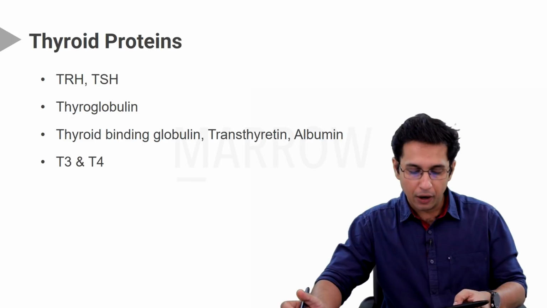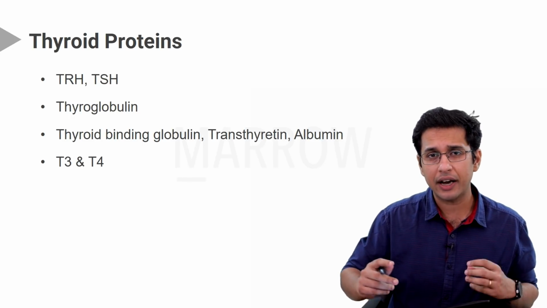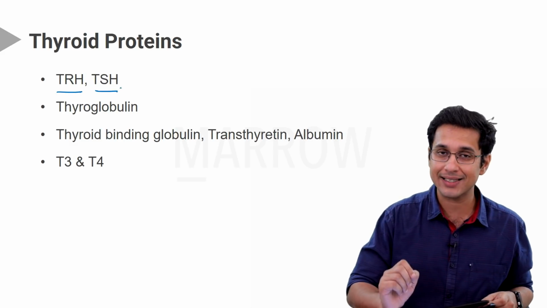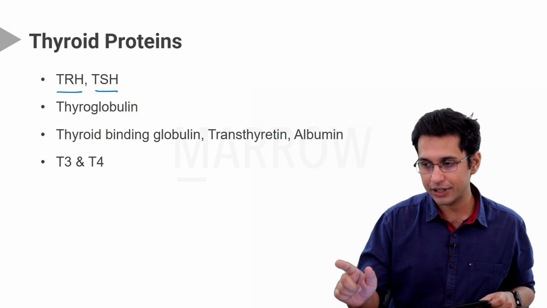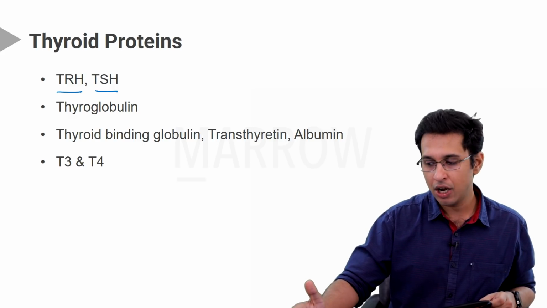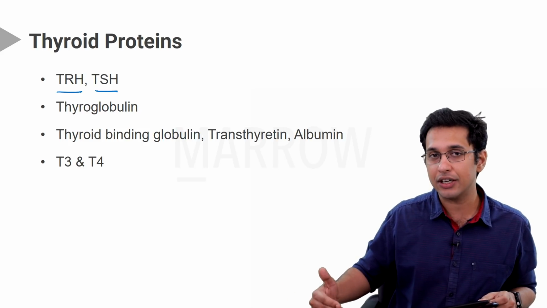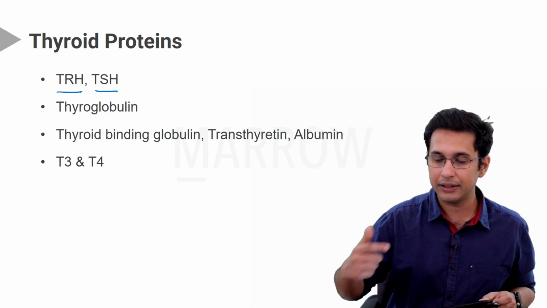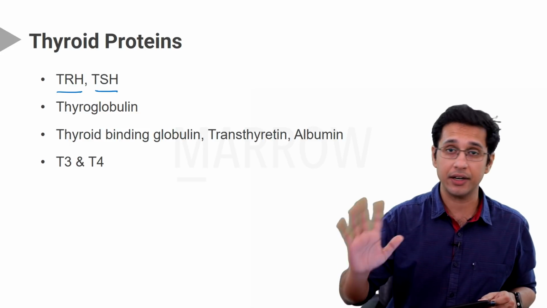Alright, cool. Now, let us look at the thyroid proteins. TRH, TSH, you know about the hypothalamo-pituitary axis, right? Hypothalamus secretes TRH, which goes and increases the TSH, which goes and stimulates the TSH receptor in the thyroid. You get increased T3 and T4. Then the negative feedback mechanism kicks in. The T3 and T4 can go and inhibit the TSH as well as the TRH.